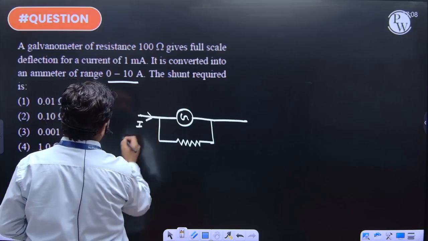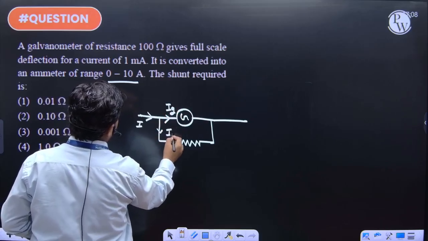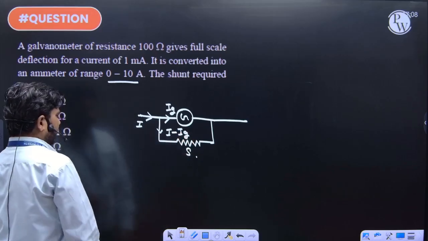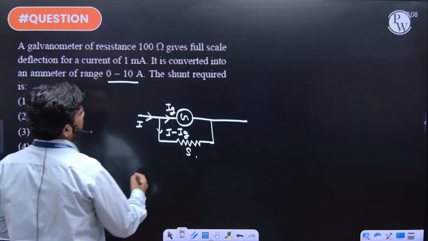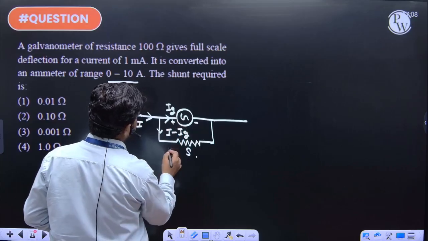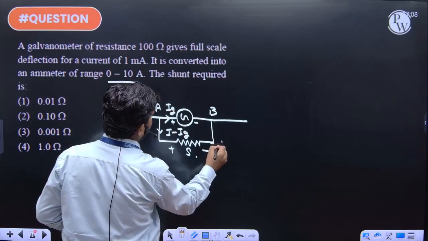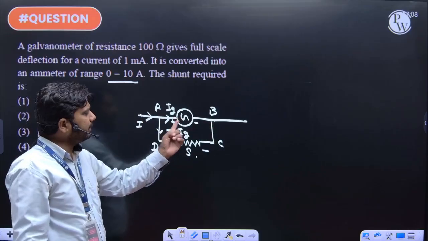So this is your current I, for example. It will get divided: Ig through the galvanometer and I minus Ig through the shunt. This shunt is your S. Can we use the Kirchhoff law here? Let us assume this is plus, this is minus, this is plus, this is minus. Take this loop ABCD. I am telling you a very easy way. Mark this plus and minus.